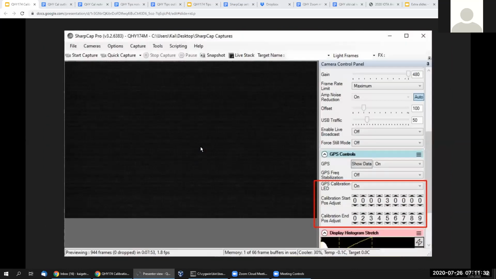And to adjust this LED in SharpCAP, we have these 3 settings down here. GPS calibration LED, which will turn it on and actually make it blink, and then calibration start and end pause adjust, which adjust basically just when it blinks. And as I said, those values are just values for a 75 megahertz counter that starts at 0 whenever the official frame begins. And another important thing to keep in mind here is that there is only 1 blink going on per frame, but we have 2 different counters to control it.